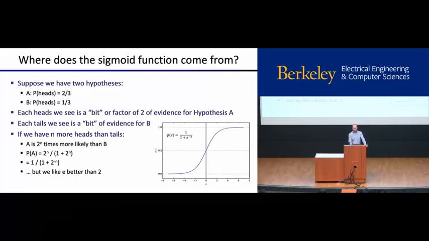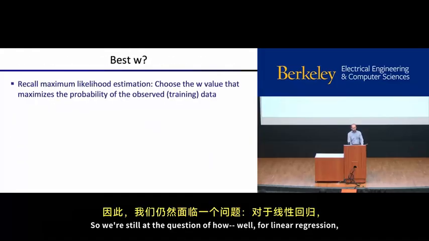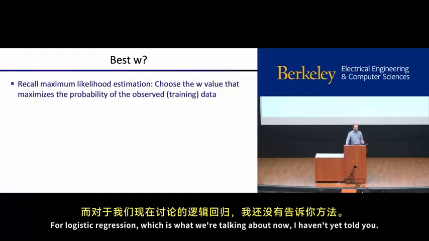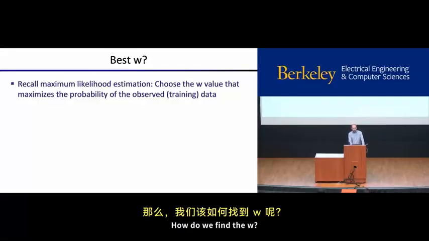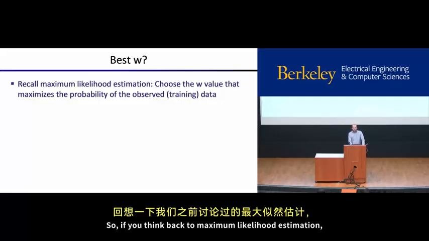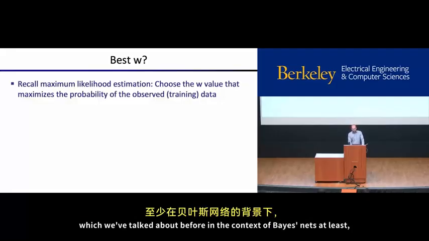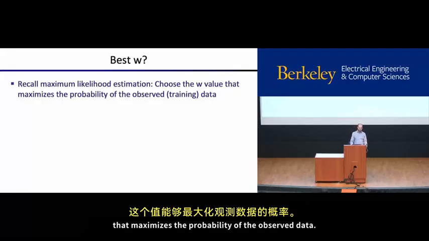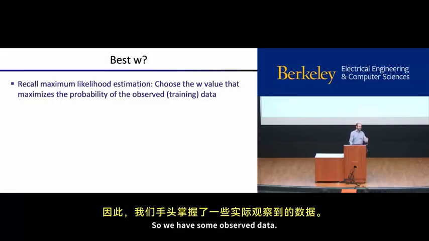Okay. So we're still at the question of how, for linear regression, I told you how to find the W vector. For logistic regression, which is what we're talking about now, I haven't yet told you. How do we find the W? So if you think back to maximum likelihood estimation, which we've talked about before, in the context of Bayes nets at least, maybe in other settings too, we choose the value of W that maximizes the probability of the observed data.